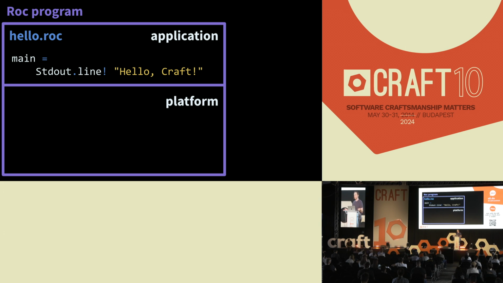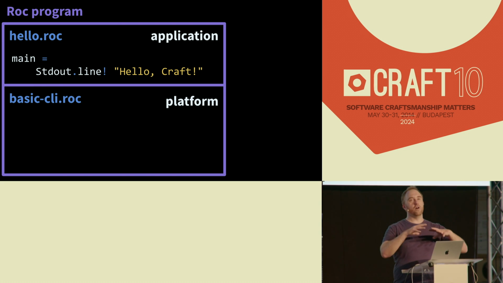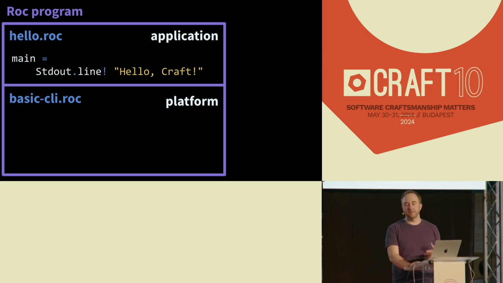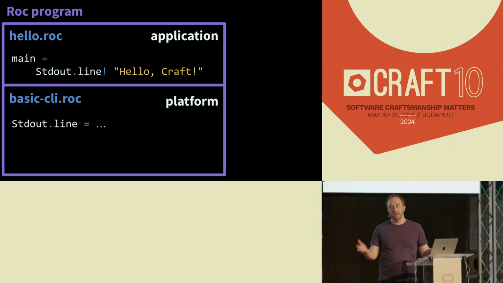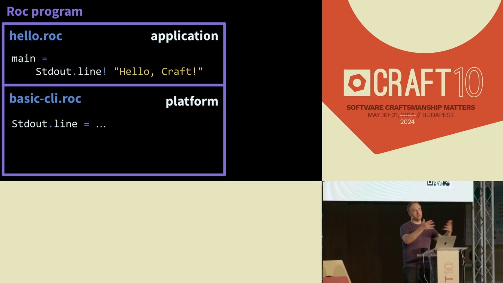For Hello World, I would pick a basic command line app platform. The most popular way to build command line apps in Roc today is a platform called basic-cli. Essentially, what the platform defines is all of the basic primitives that you're going to need for working in that particular domain, in this case, command line apps. For example, basic-cli is going to define Stdout.line. What does that mean? When you run that, you want to print to standard out.